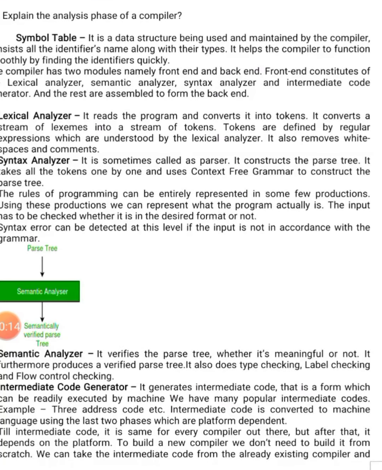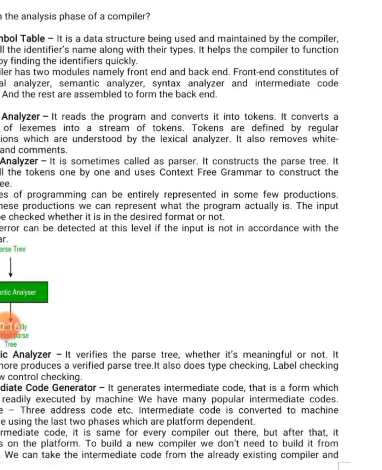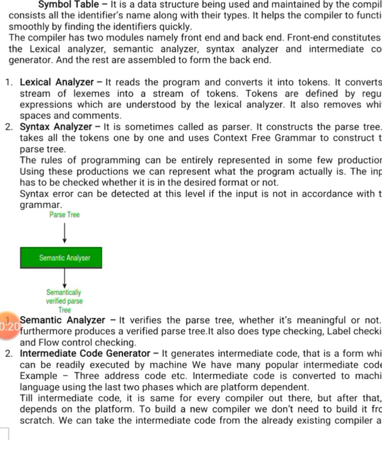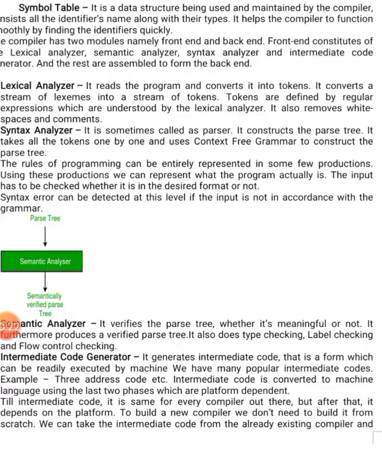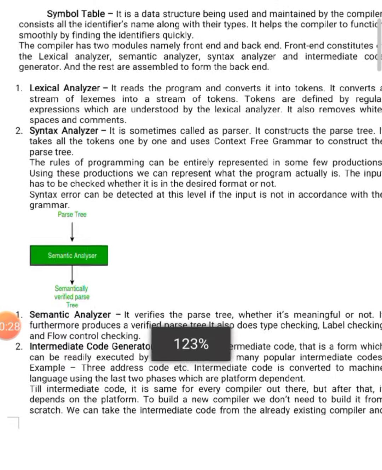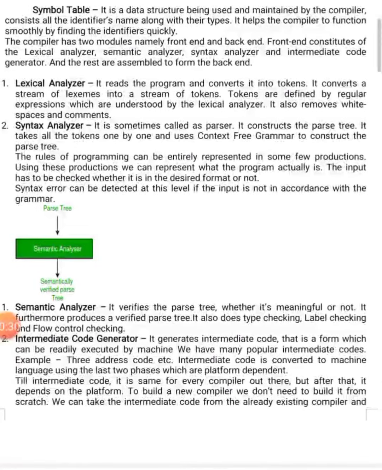Symbol table: it is a data structure being used and maintained by the compiler. It consists of all the identifier names along with the types. It helps the compiler to function smoothly by finding the identifiers quickly. The compiler has two modules, namely front end and back end.